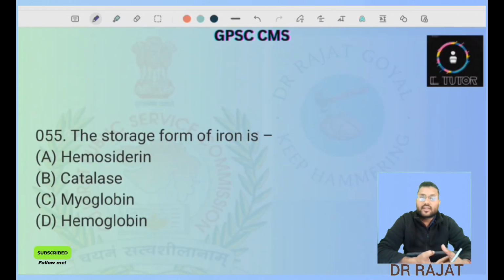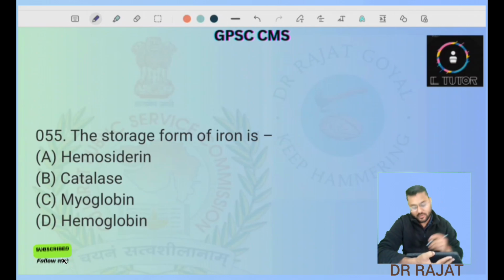Next question is, the storage form of iron is? This is again a direct question. The storage form of iron is hemosiderin. Iron is stored in the body mainly in hemosiderin form.